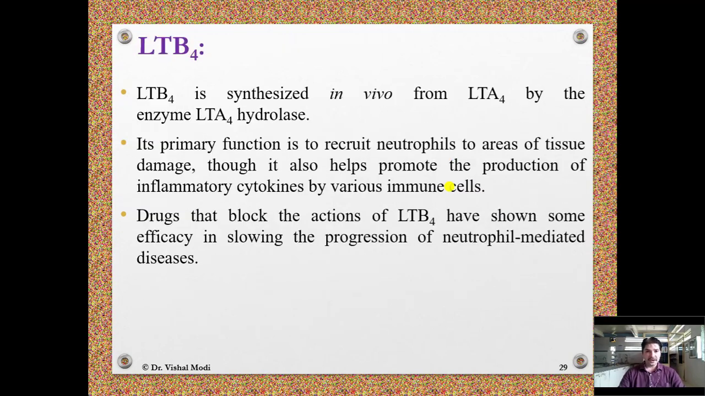Leukotriene B4. Leukotriene B4 is synthesized in vivo from leukotriene A4 by the enzyme leukotriene A4 hydrolase. Its primary function is to recruit neutrophils to areas of tissue damage. Though it also helps promote the production of inflammatory cytokines by various immune cells. Drugs that block the action of leukotriene B4 have shown some efficacy in slowing the progression of neutrophil mediated disease.